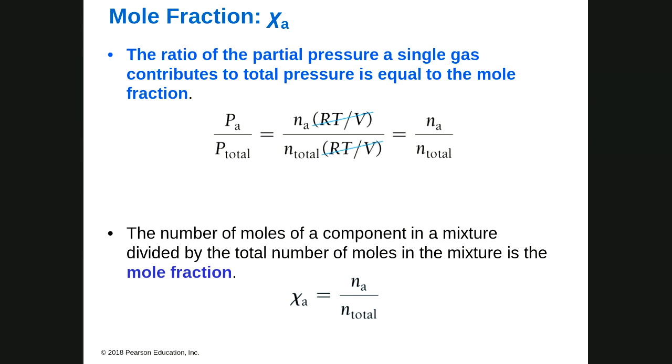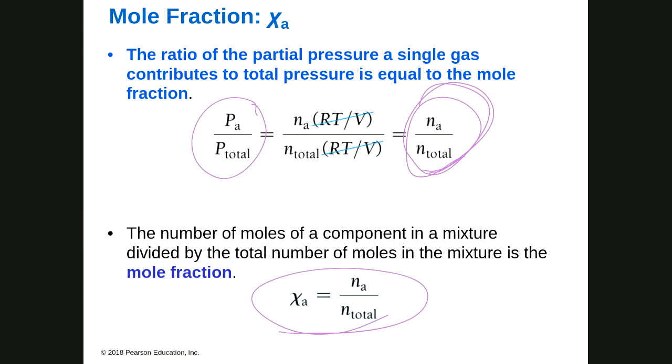And so the partial pressure is in the same proportion as the moles. Okay, so if you have partial pressure related to total pressure, it's going to be proportional to the moles that you're looking at divided by the total moles. And this is called the mole fraction. We've looked at mole fractions before. X sub A is moles of one thing divided by the total moles in the system.